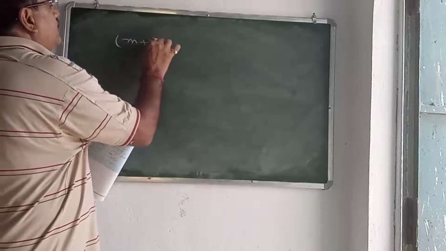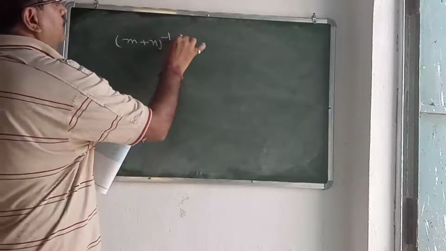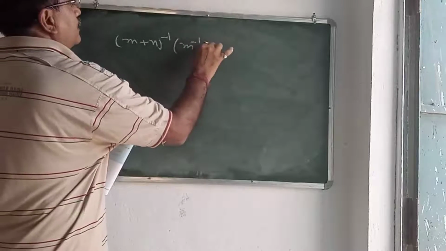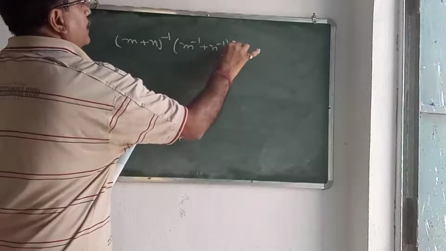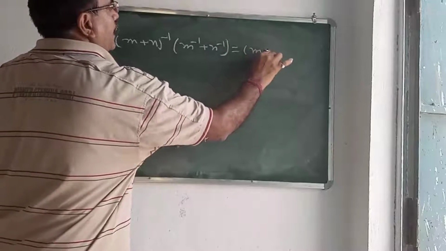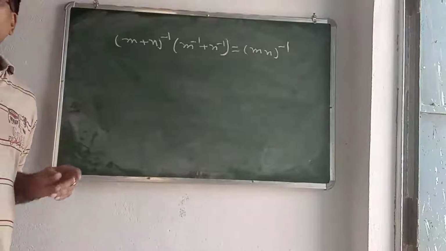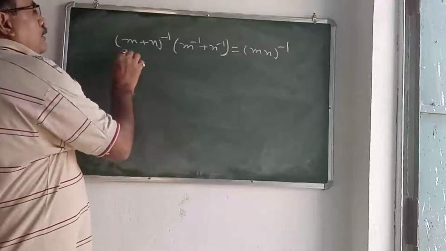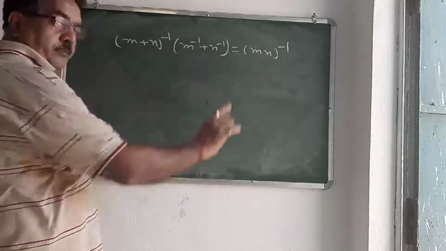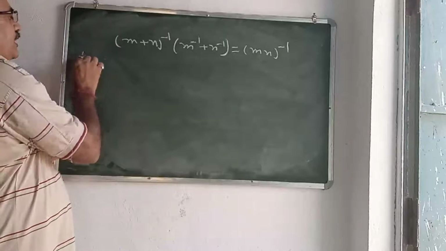(m plus n) to the power minus 1 equals m to the power minus 1 plus n to the power minus 1, we have to prove this equals mn to the power minus 1. So LHS is equal to, we have to prove RHS. First take LHS.